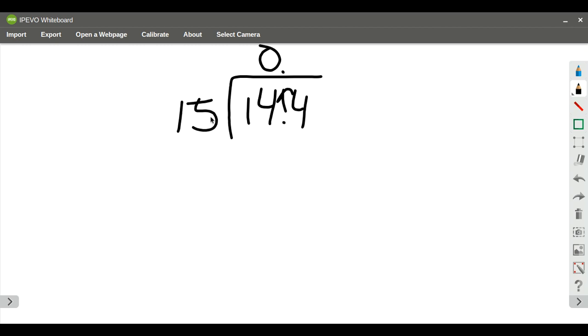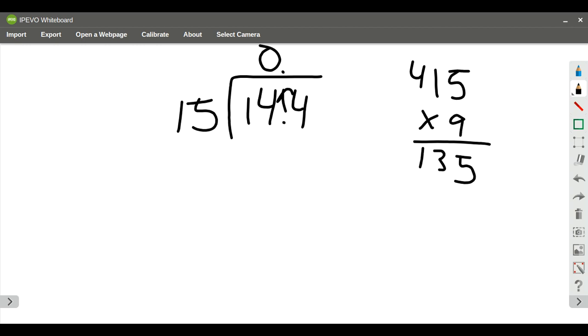I'm going to go ahead and do my estimation and say, hey, if I did 15 times 10, that's 150. That's too large. So I'm going to do 15 times 9 and see what I get. So when I do 15 times 9, 5 times 9 is going to be 45. So I put down the 5, I regroup the 4. 9 times 1 is 9, plus 4 is going to be 13. So I get 135. So I'm going to write 135 underneath, and I'm going to write 9 up above that second 4, and then I'm going to subtract.